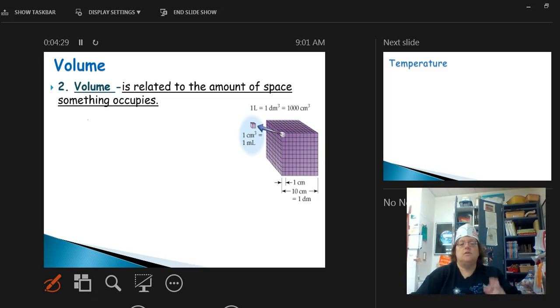It's hard to see over here to the right, but 1 liter is equal to a cubic decimeter, which is equal to 1,000 cubic centimeters. All right, a liter is 1,000 cubic centimeters. 1 liter is also 1,000 milliliters. So what can you infer about the size of a cubic centimeter and a milliliter? They're the same.